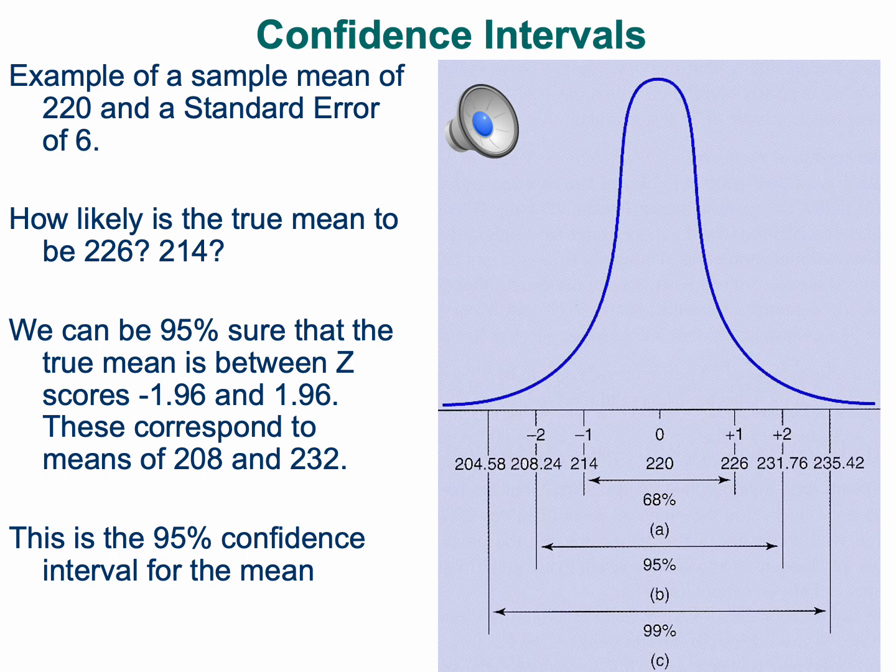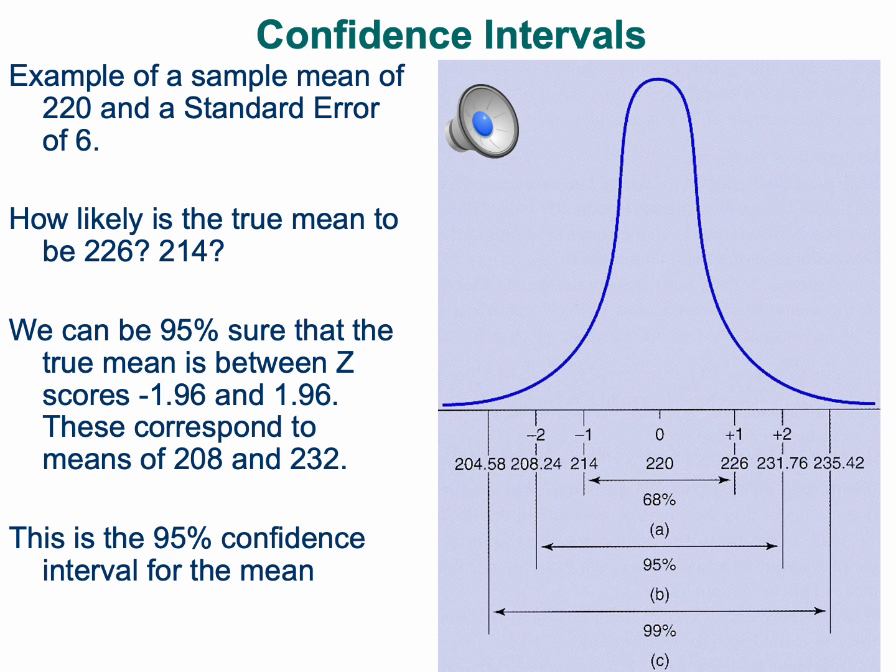Okay, let's express it this way. You can be 95% sure that the true mean of the population is between z-scores negative 1.96 and positive 1.96. Now remember, these are the critical values for 5% for our decision making about rejecting the null hypothesis. Well, when you look those up in the table for your particular situation, with your particular sample size, which I think was 64. You have a sample size of 64.